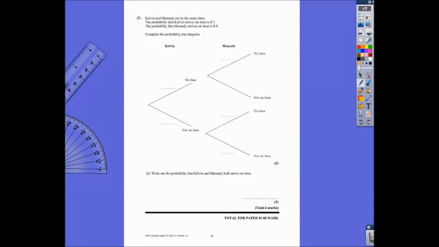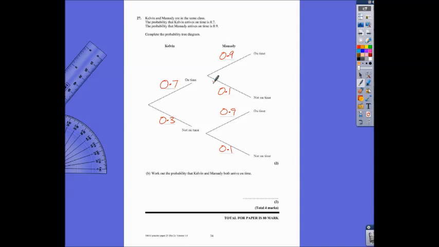Question 27. Kelvin and Mamady are in the same class. The probability that Kelvin arrives on time is 0.7, and the probability that Mamady arrives on time is 0.9. Complete the tree diagram. Well, for Kelvin being on time is 0.7, and obviously being not on time, they're mutually exclusive, so that would be 0.3, because they need to add up to a whole one. Mamady being on time is 0.9, so her being late will be 0.1, 0.9, and 0.1. So these bits need to add up to a full one.